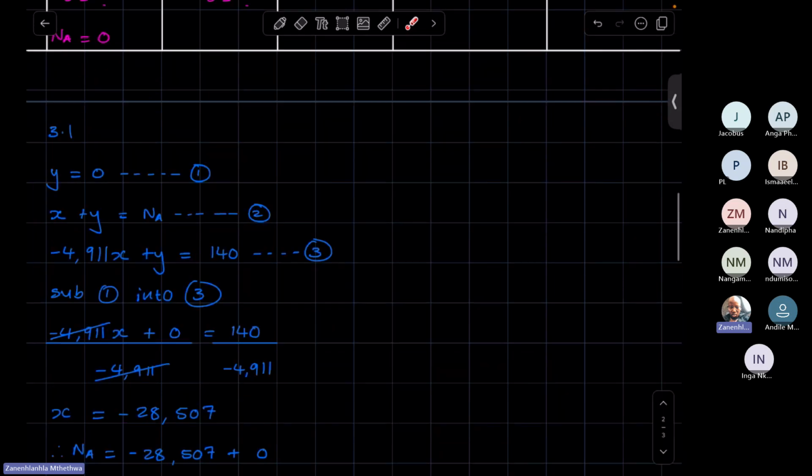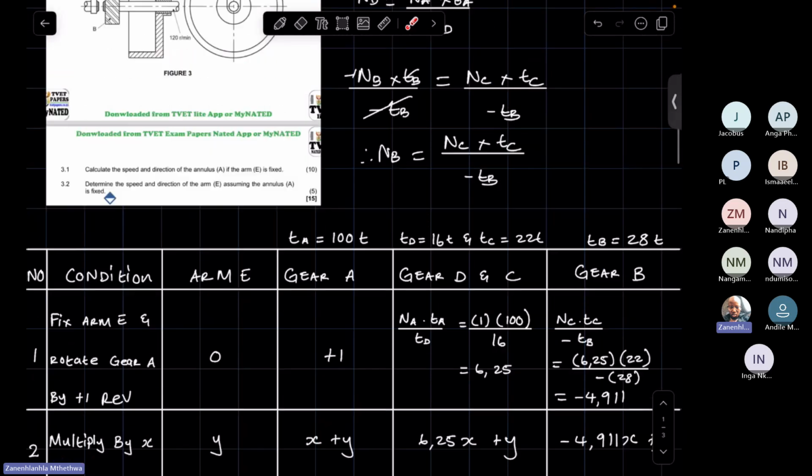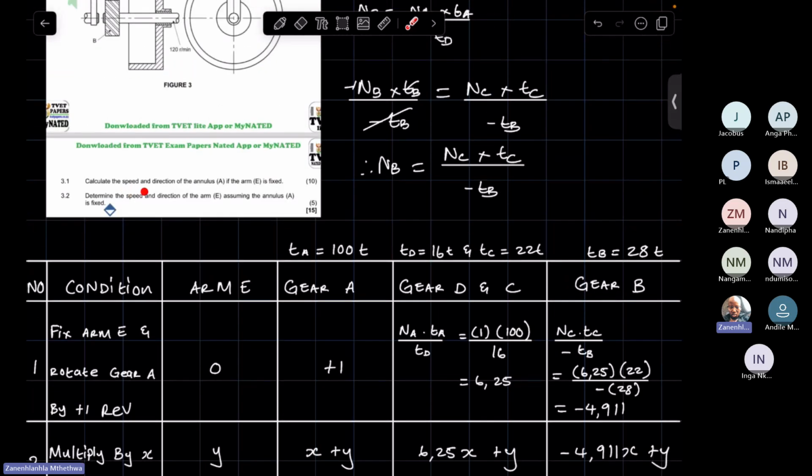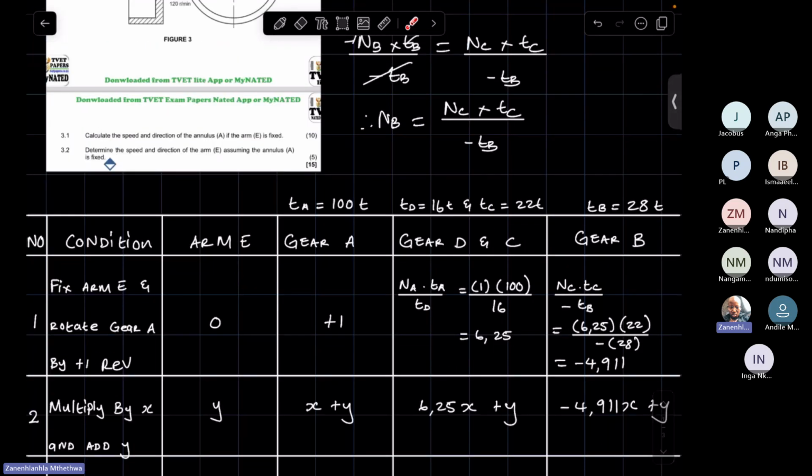Yes. Right, now 3.2, which will fall under the fourth condition. Determine the speed and direction of arm E. Remember, to complete condition 4, we need three things: what you're looking for, and two other assumptions. Determine the speed and direction of arm E, that's what you're looking for. So that's number 1. Assuming that the annulus is fixed, that's the first assumption. So annulus is equal to 0.